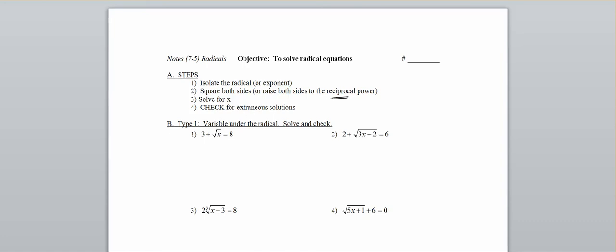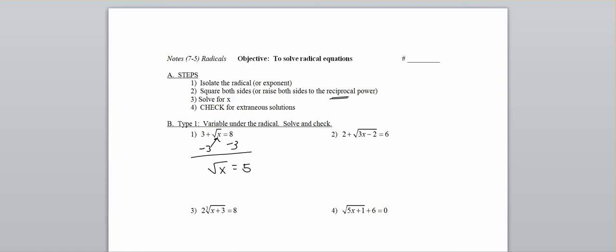Alright, so look at part B where it says type 1. Type 1 is when we have a variable under the radical. We're going to solve this problem and check. So step 1 is always to isolate the radical. So if we look right now, we need to get this radical by itself. So in order to do that, I'm going to subtract 3 from both sides of the equation and get root x is equal to 5.